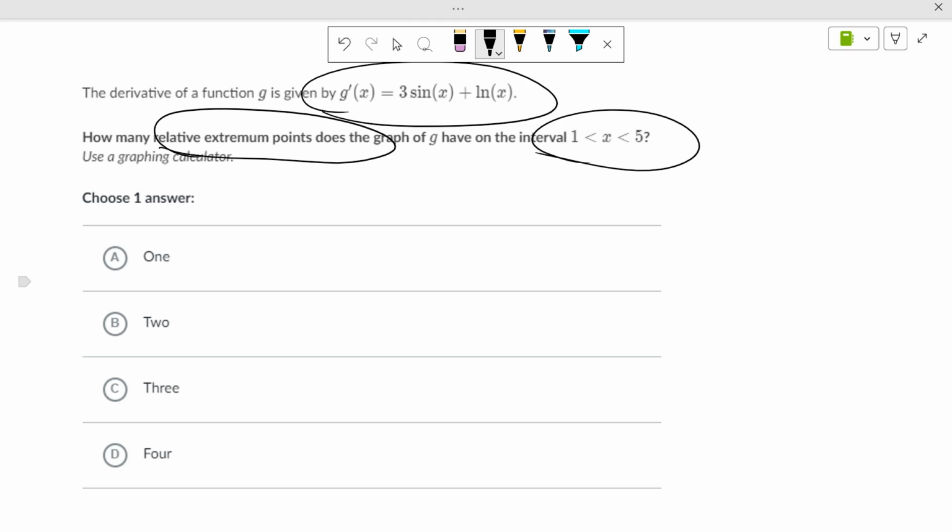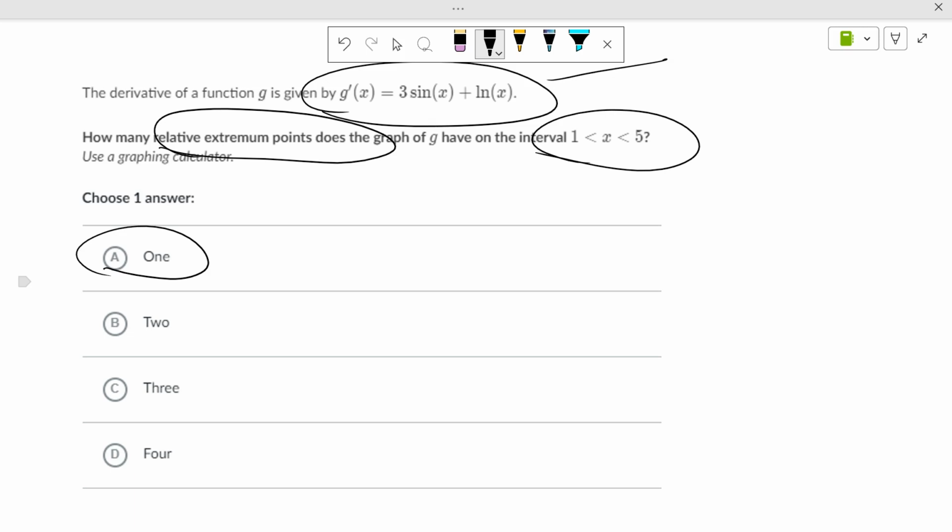What do you see? Does it cross a couple times? 3 sine of x plus ln of x. What do you see, Carlos? Just once? You agree, Andrew? Okay, it crosses just once.